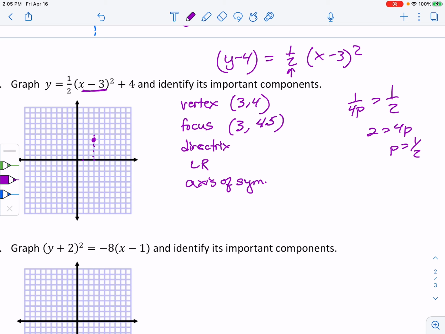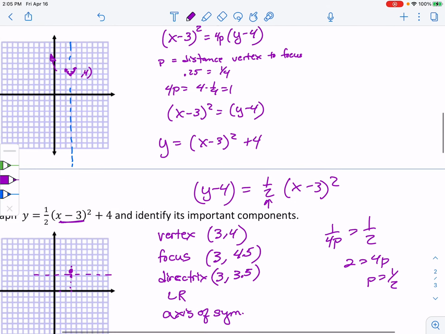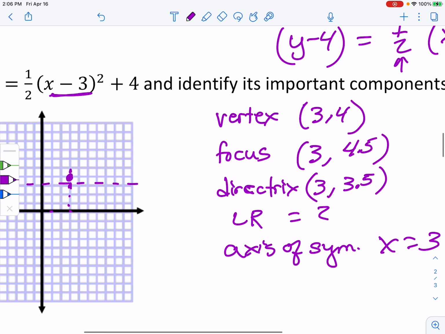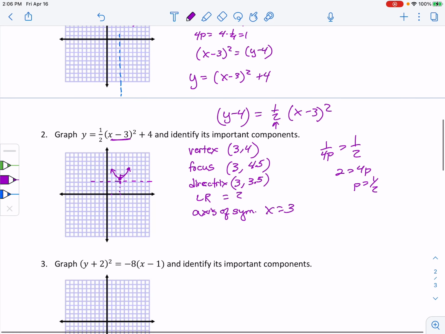The directrix is going to be underneath it, so it's 3, 3.5. The length of the latus rectum is 4p, so that's 2. The axis of symmetry is x equals 3. Okay, so I can go up here, plot that point. If I go 1 this way and 1 that way, my curve's going to go through that. That's just peachy. These are just teeny tiny graphs, and it's not very helpful.